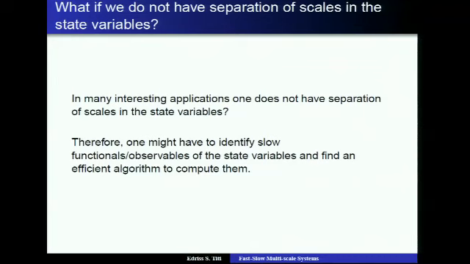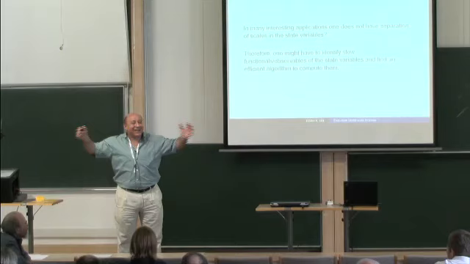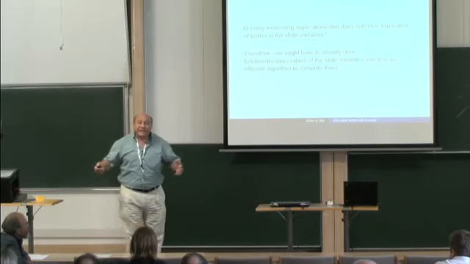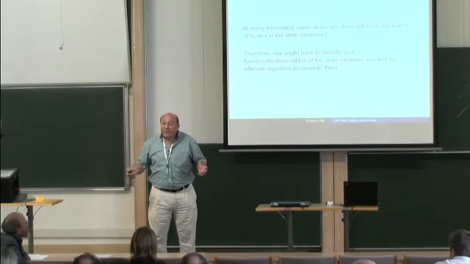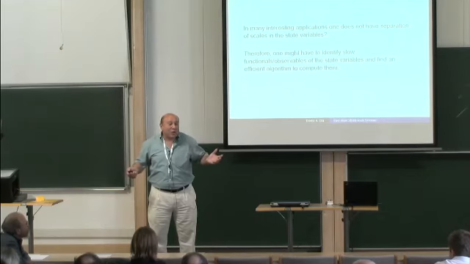Therefore, one might have to identify slow functionals, observables of the state variables, and find efficient algorithms to compute them. They need not be combinations of the state variables. Maybe you have to go outside. You have to look at it from different worlds, like measures on the state space, or functionals on the state space, in order to identify them. And maybe the state space has like 10,000 variables, but the slow features of it are maybe 3 or 4 quantities only. And that's all what you need to compute.